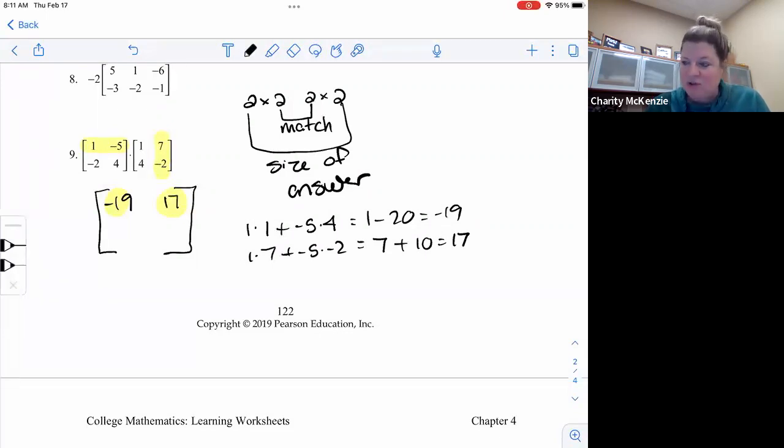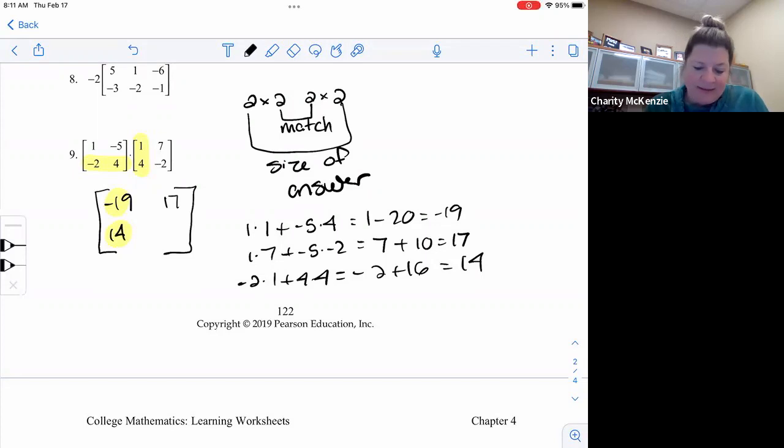All right, next one will be the bottom row now times the first one, which will be this solution here. So bottom row against the other column. Okay, so -2 times 1 plus 4 times 4. So that's going to be -2 plus 16. And I get what, 14.